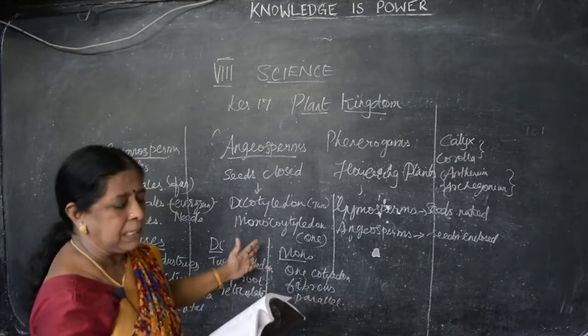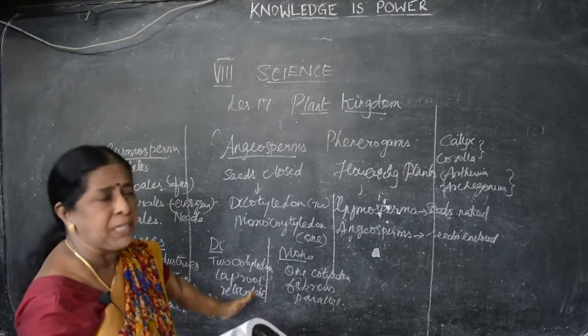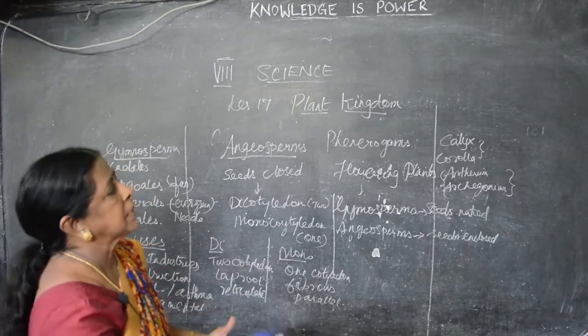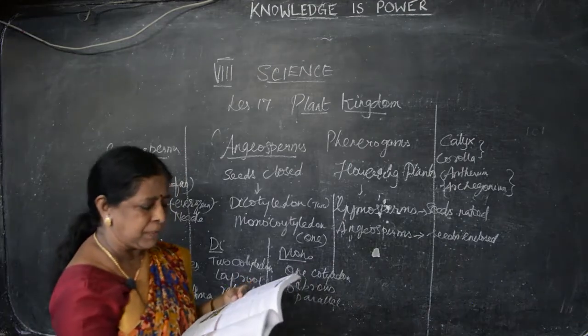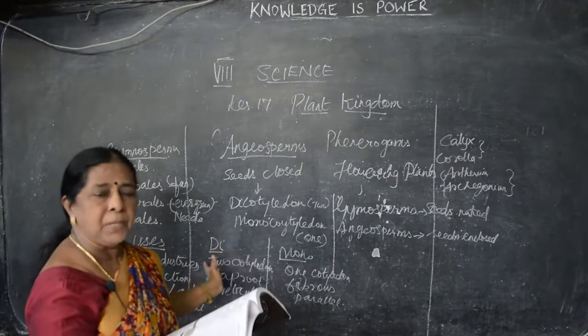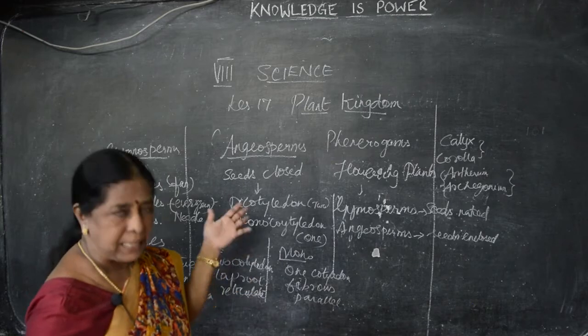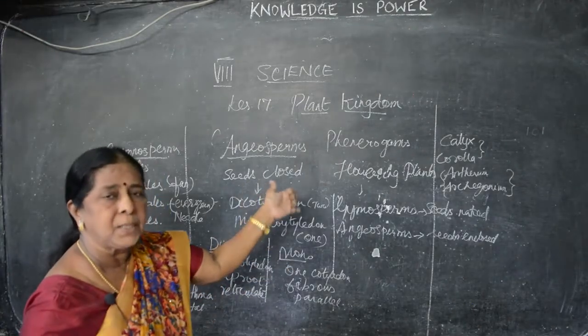venation. The calyx and the corolla can be differentiated in the dicotyledon. This calyx and corolla can be differentiated. Here in the monocotyledon, calyx and corolla may not be differentiated. Pollination, you know. What is pollination? Transfer of pollen grain from anther to stigma.